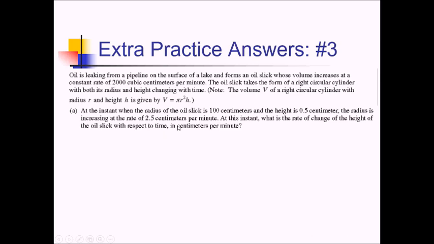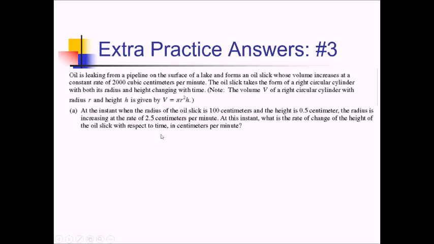So now the part of the question we actually have to answer: at the instant when the radius of the oil slick is 100 centimeters and the height is 0.5 centimeters, they're telling us the radius is increasing at a rate of 2.5 centimeters per minute. Here's the question. At this instant, what's the rate of change of the height with respect to time?